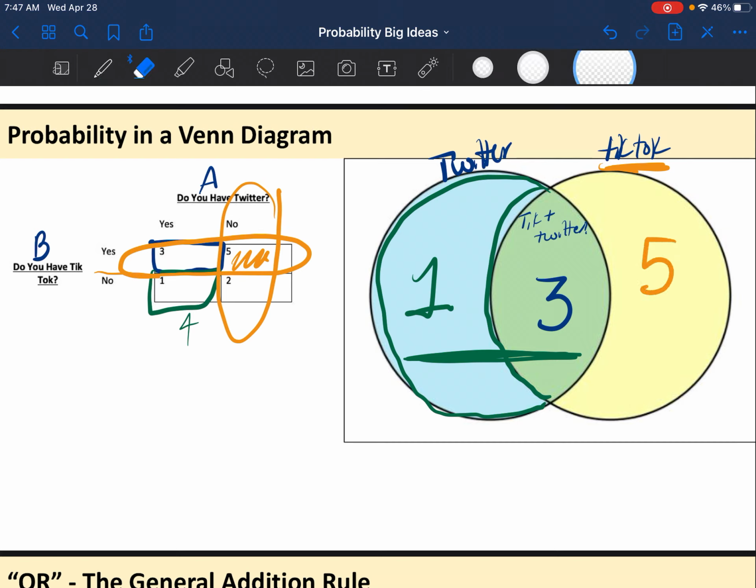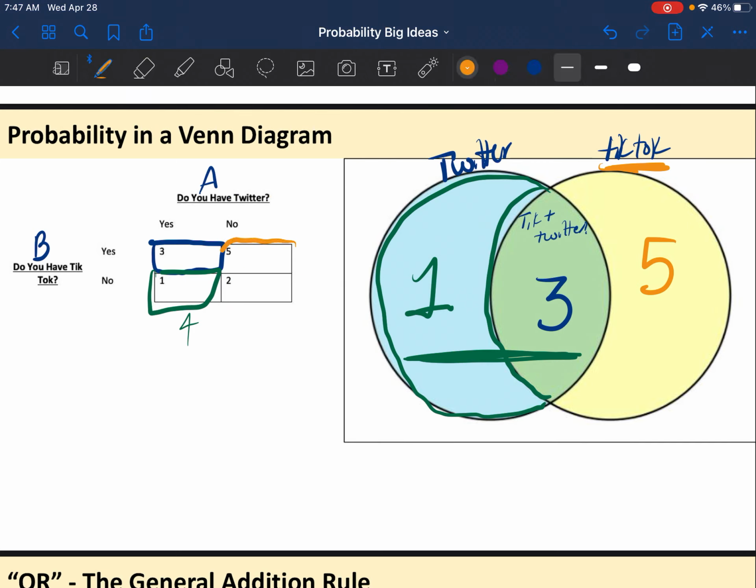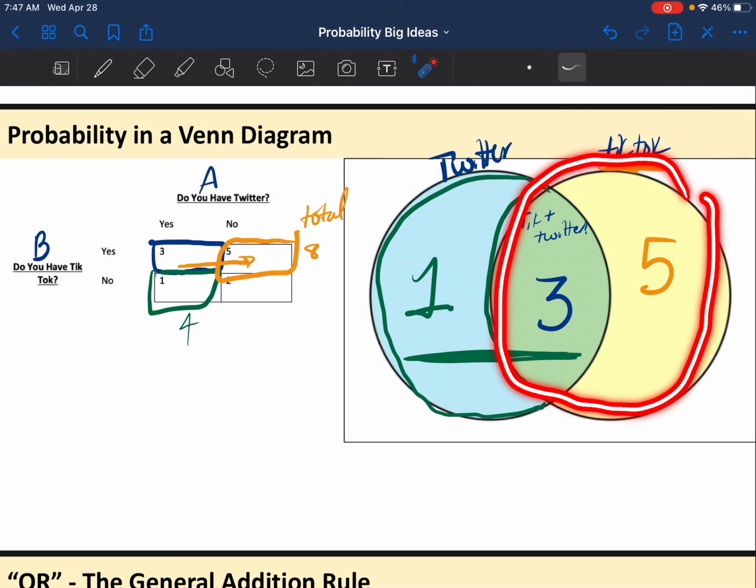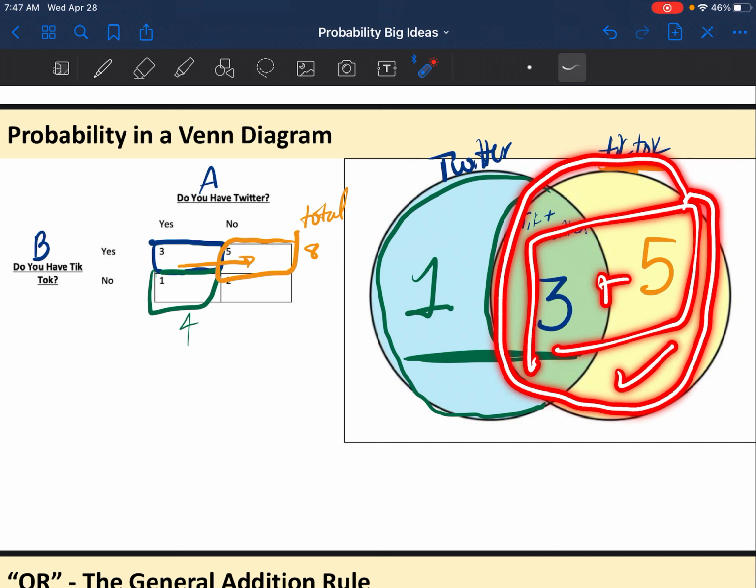And I want to double check that I did this correctly and think, well, how many are there in total? In total, 3 plus 5 is 8. There are 8 students who have TikTok. So when I look at my TikTok circle, the sum of all the numbers in this circle is 8. So I did that correctly.